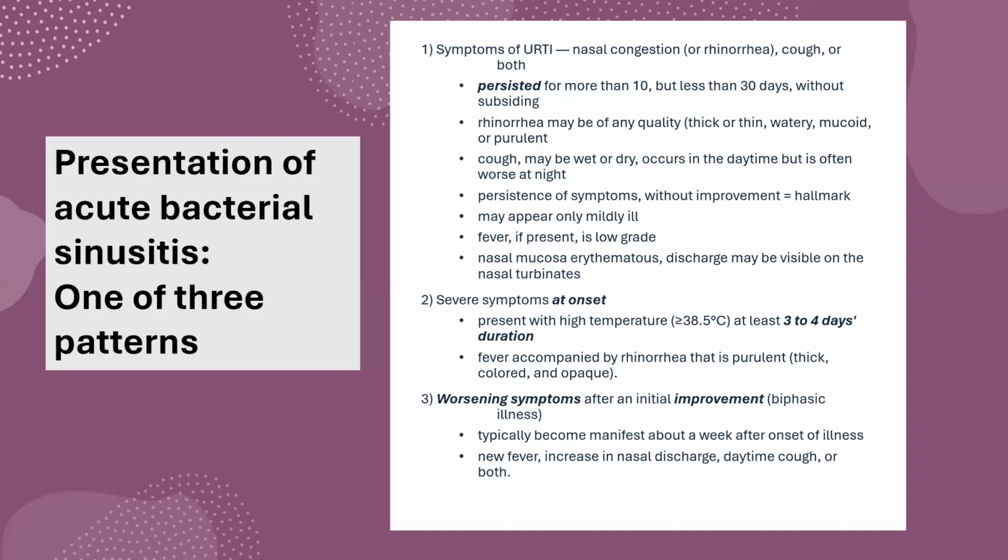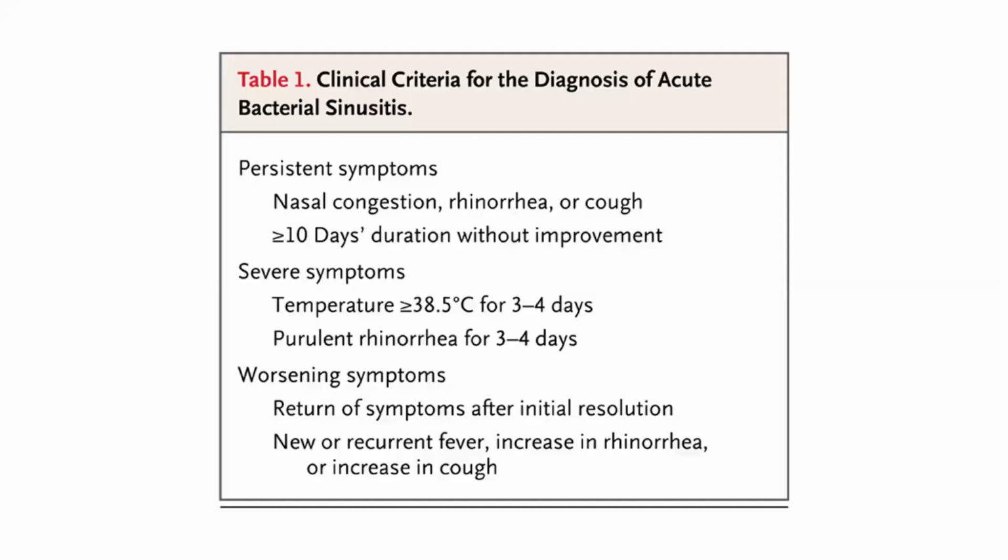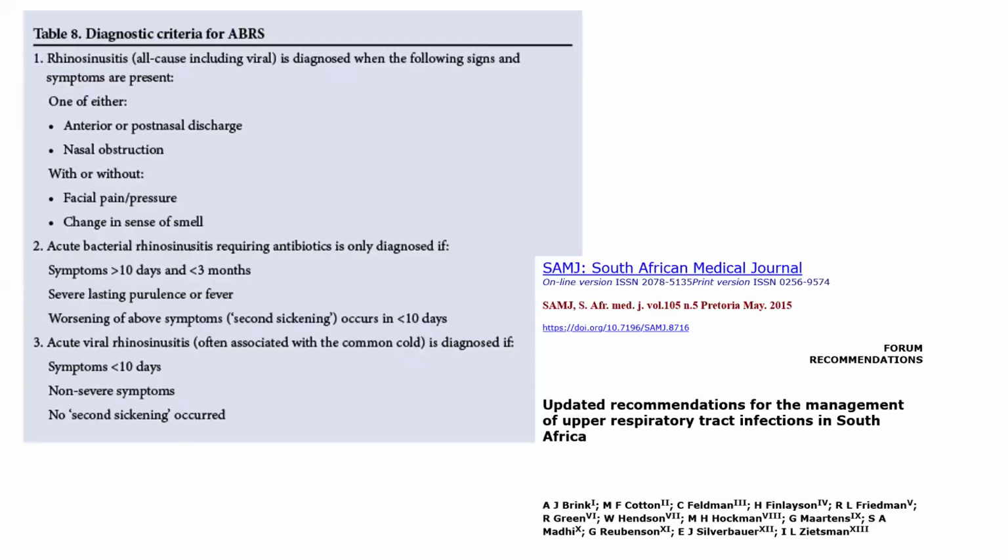And now there's fever, an increase in the nasal discharge, a daytime cough, or all of the above. So just to sum it up, you either have persistent symptoms more than 10 days, severe symptoms from the start, or worsening symptoms after a period where they seem to resolve for a bit. And from an SAMJ article from 2015 with the updated recommendations for management of URTIs in South Africa, they actually gave these very clearly outlined diagnostic criteria for bacterial rhinosinusitis.